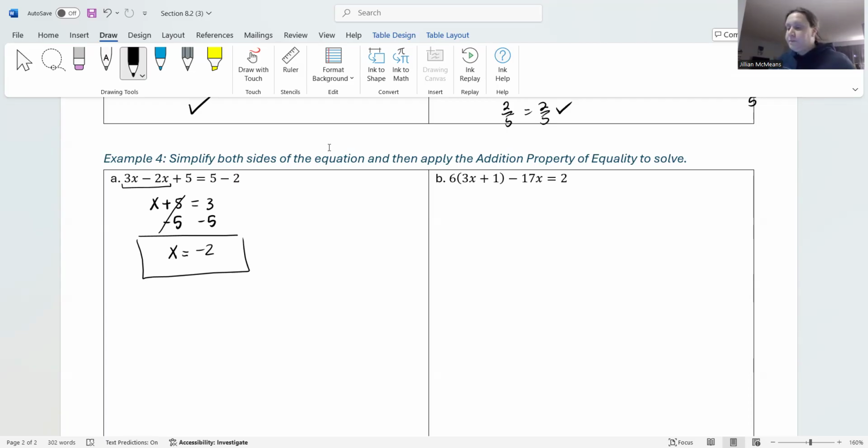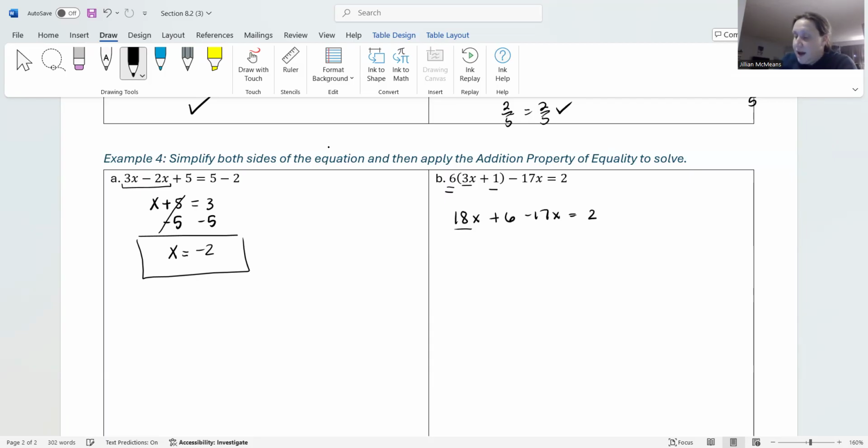Okay. Now, part B, same directions. We want to simplify as much as we can and then apply the addition property of equality. So the first thing that I'm just itching to do is get rid of parentheses. We want to distribute first. So I'm going to take 6 times 3x. So I really just multiply 6 and 3, which is 18. And then I keep the x. And then I want to take 6 times 1. That's just 6. And then we're going to write down the rest of the equation. So I have minus 17x equals 2.